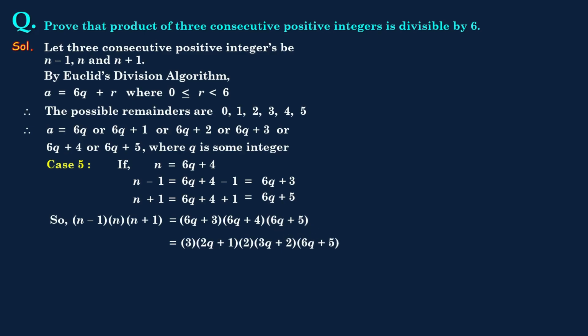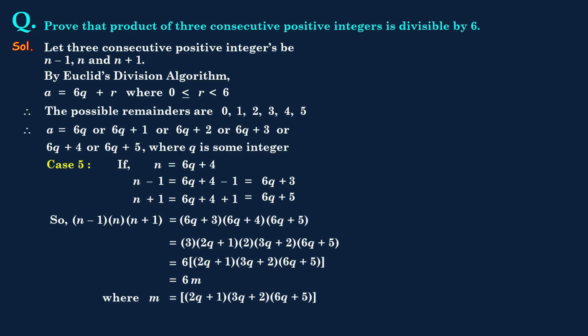Now combine these 2 and 3, we will get 6, because our main target is to make 6 as a multiple. Now we will put everything inside another bracket and we will consider it as m, where m is the entire thing. So we can clearly see that the above result is a multiple of 6. That means it is also divisible by 6.